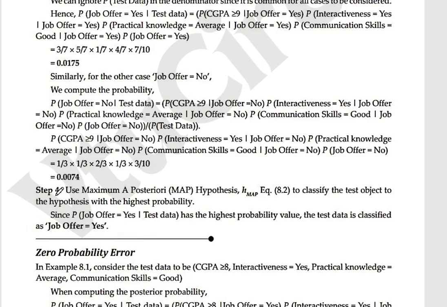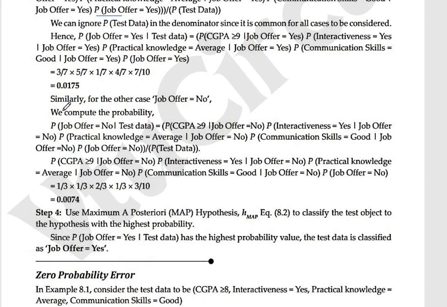Now, step 4 in the Bayes algorithm is to use the maximum a posteriori hypothesis to classify the test object to the hypothesis with the highest probability. What you have to do here is compare the final answers for job offer is equal to yes and job offer is equal to no. As we can see, the job offer is equal to yes answer is the highest, the maximum of both. So since P of job offer is equal to yes on the test data has the highest probability value, the test data is classified as job offer is equal to yes.